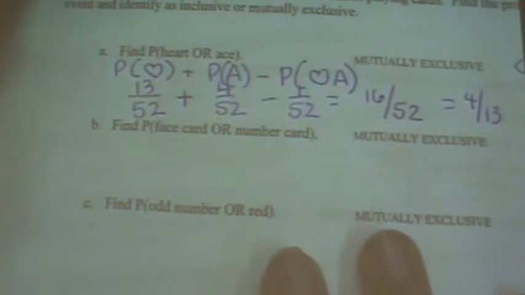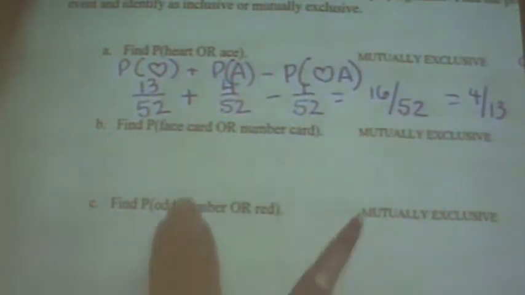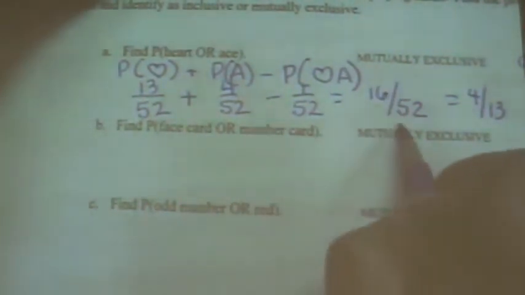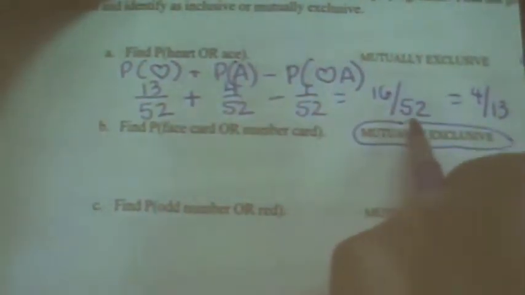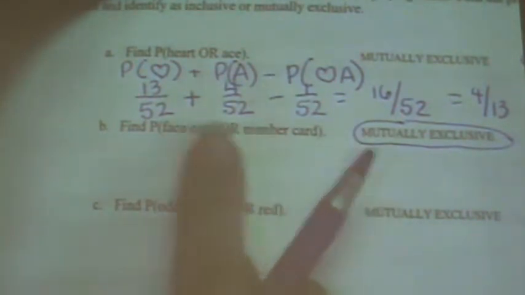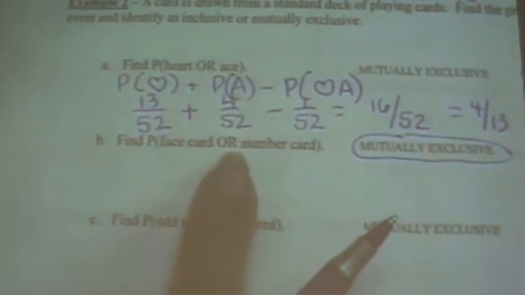For B, can you have a face card and a number card? No. But it says or. I know, I'm asking you, if this said and, if you drew one card from the deck, could you get both of these at the same time? No. So it's mutually exclusive. You're going to get a face card or a number card, it's one or the other.